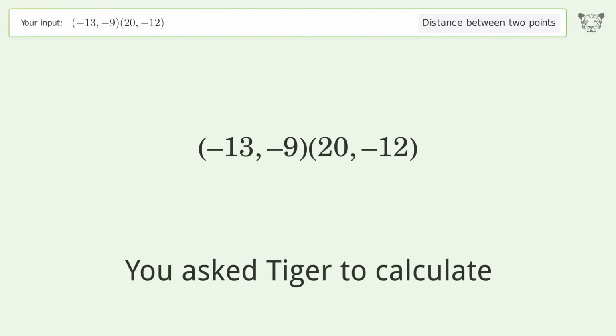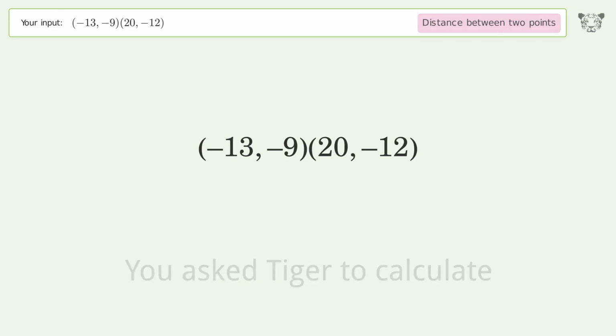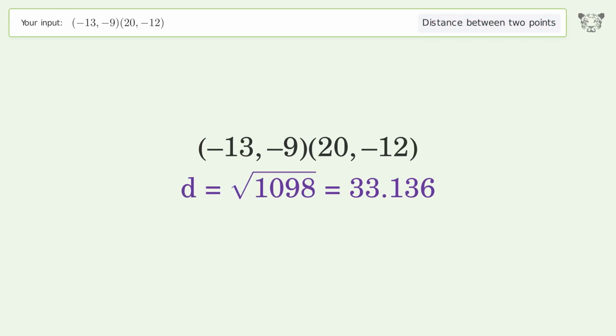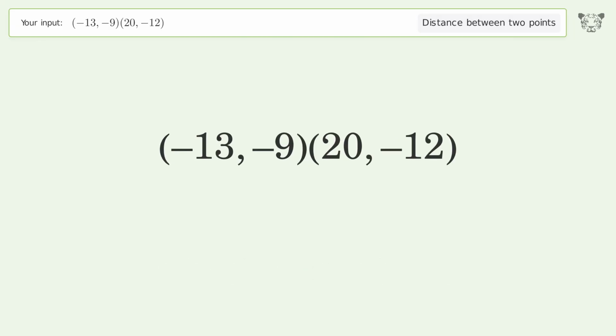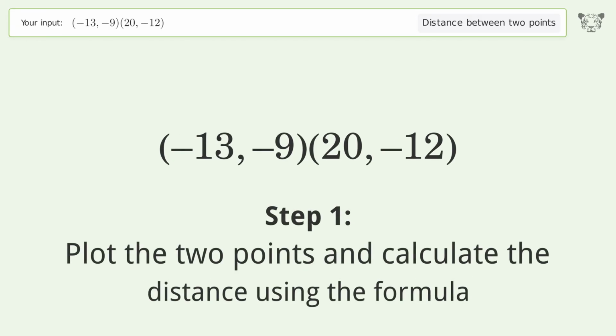You ask Tiger to calculate. This deals with the distance between 2 points. The distance between the 2 points is the square root of 1098, or 33.136. Let's solve it step by step. Plot the 2 points and calculate the distance using the formula.